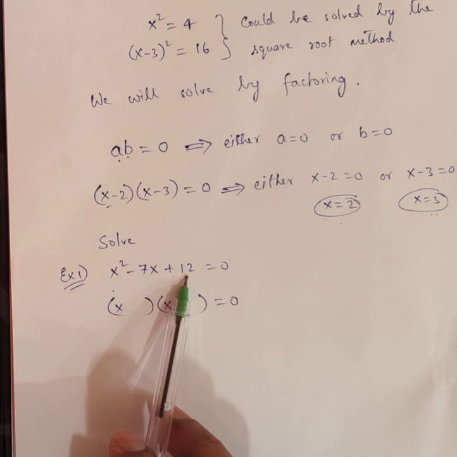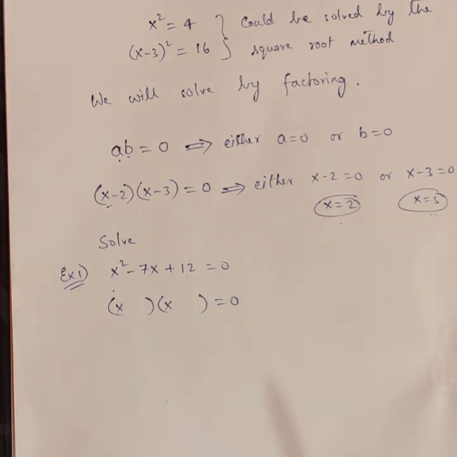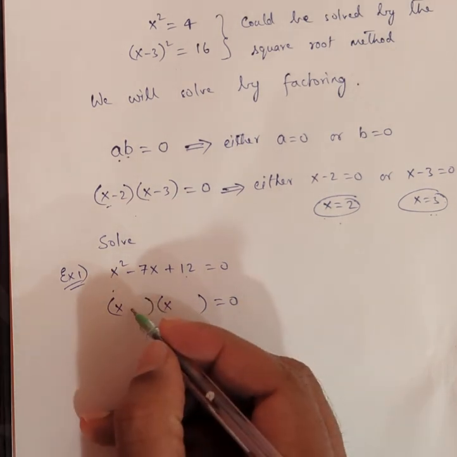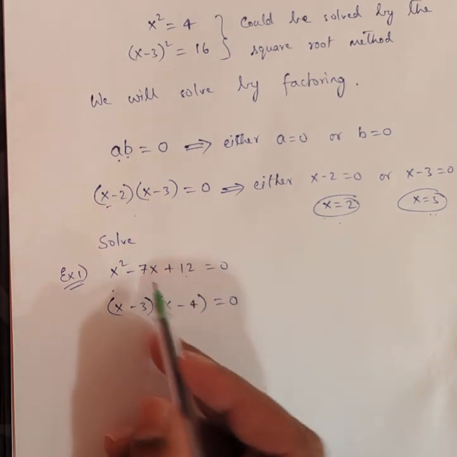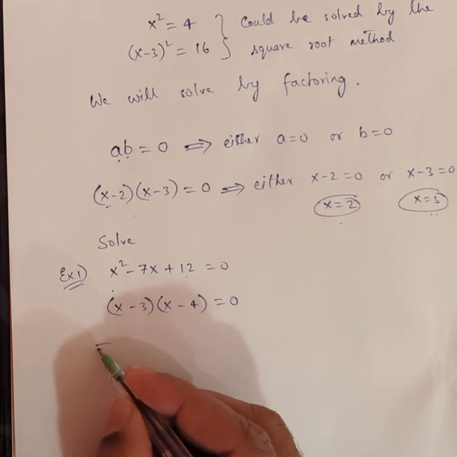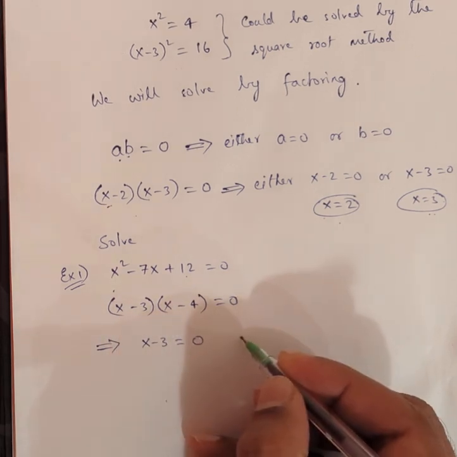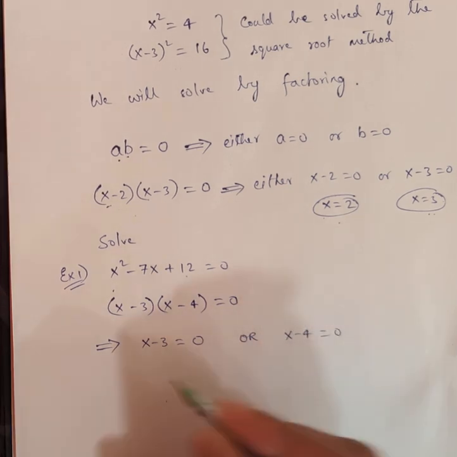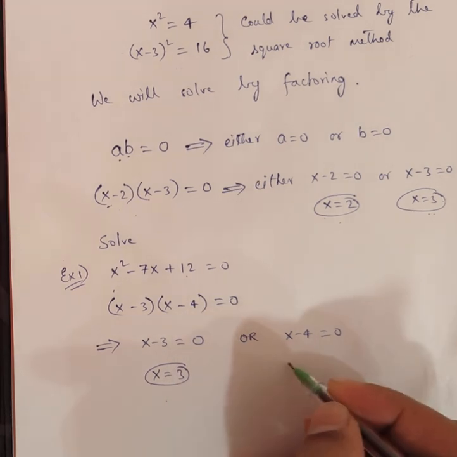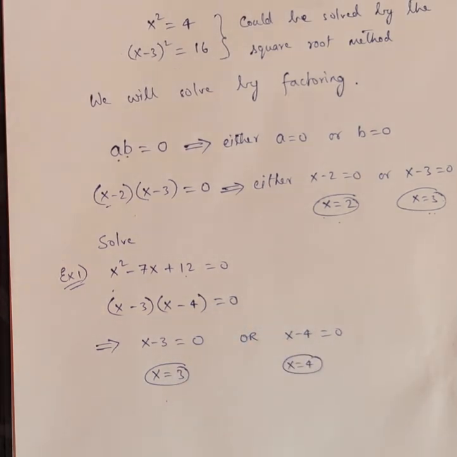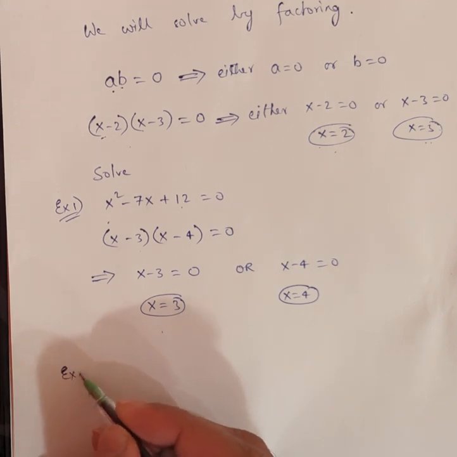I'm looking for a product to be 12. What two numbers can I multiply to get 12? I can do 2 and 6, but their sum is not going to be negative 7. So 2 and 6 didn't work. 3 and 4. So 3 and 4 will give me 7, but if I take negative 3 and negative 4, I'm going to get negative 7. So there are my factors, which means my answers are obtained by setting each factor to 0. So either x minus 3 or x minus 4 equal to 0, which means x is either 3 or x is 4. So when you can factor, you would factor and set each factor to 0. Let's look at one other example.